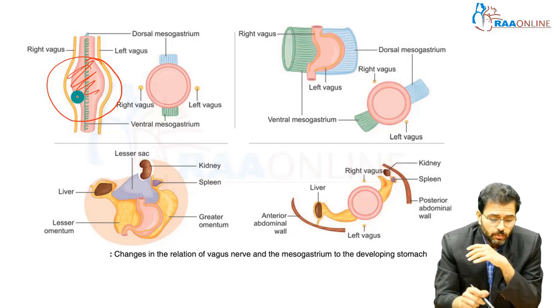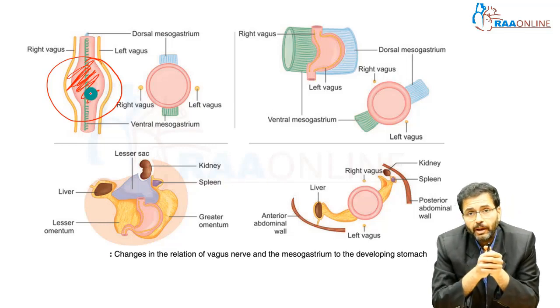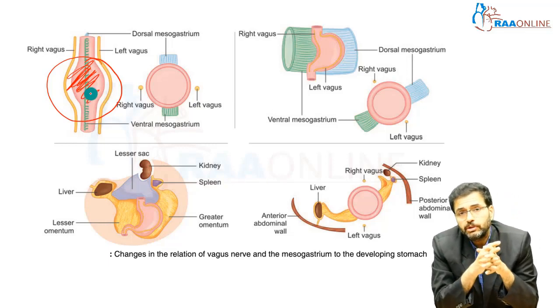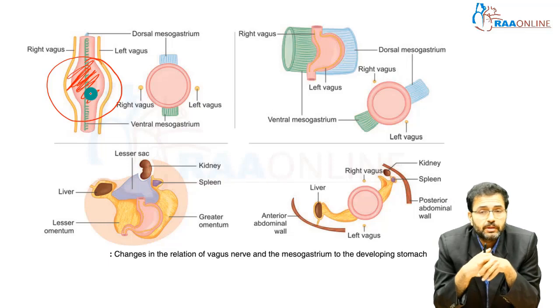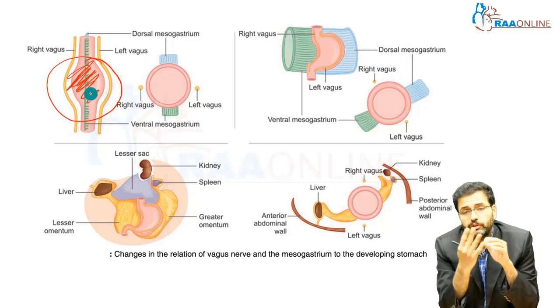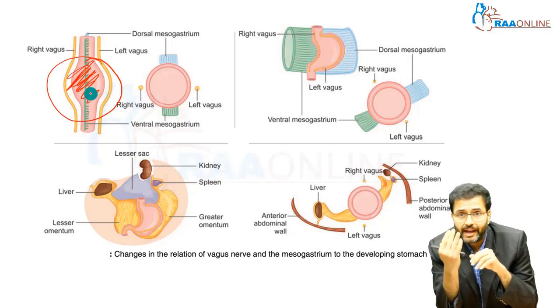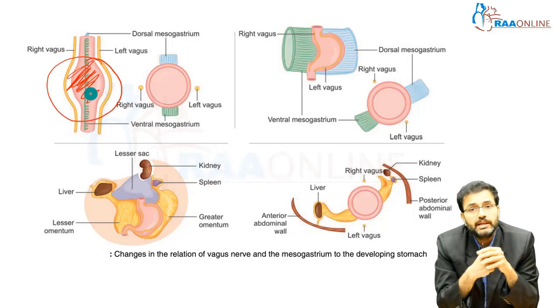Okay. Now, the ventral surface is attached by means of a fold of peritoneum to the parietes, which later forms the ventral mesogastrium. Posteriorly, the stomach, that is the dorsal surface or the posterior surface of the stomach, is attached to the retroperitoneum by means of a fold of peritoneum, which would later become the dorsal mesogastrium.